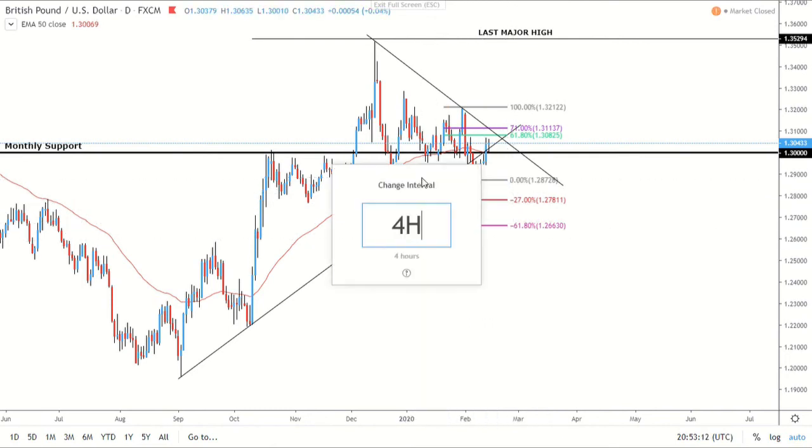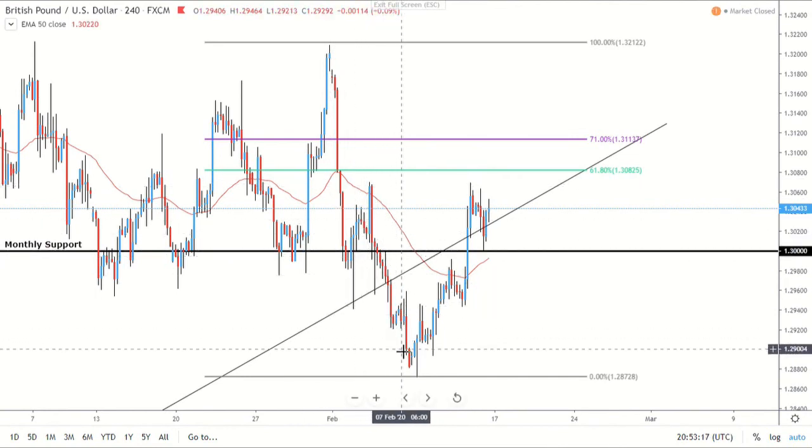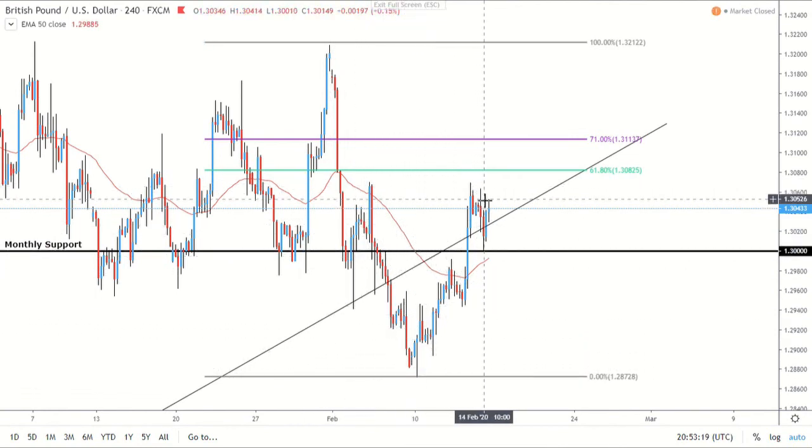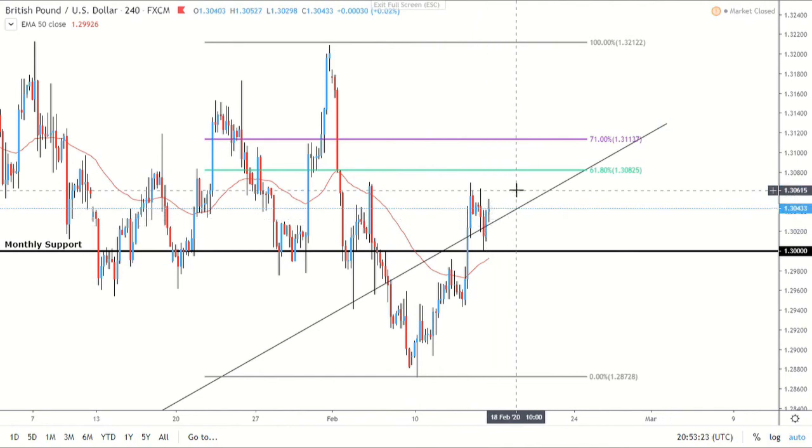So let's go into the 4 hour and just see how price sits in. Okay, so we broke this trend line, we made this new low, and then it broke back in, but as you can see, we've faked out, but we're consolidating, so I feel like we might even come up a little bit higher and then reverse.